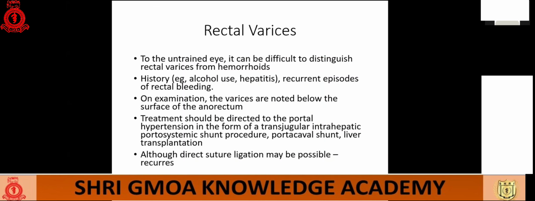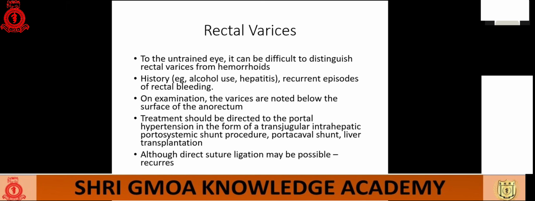Another important thing is rectal varices, because if we misinterpret rectal varices as hemorrhoids, they can bleed a lot, and even catastrophic bleeding can occur and patients can die. It's difficult to differentiate rectal varices from hemorrhoids, but if you take a history, the use of alcohol, and other signs of liver disease, you can easily diagnose.